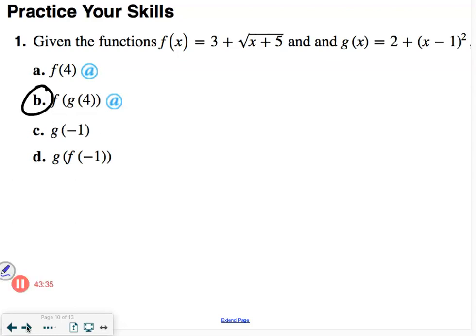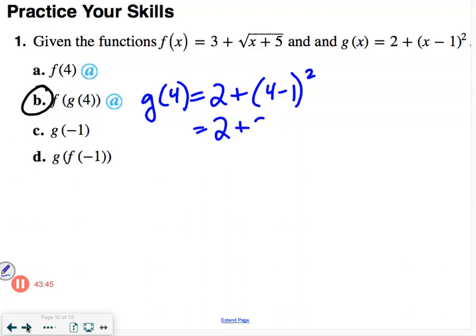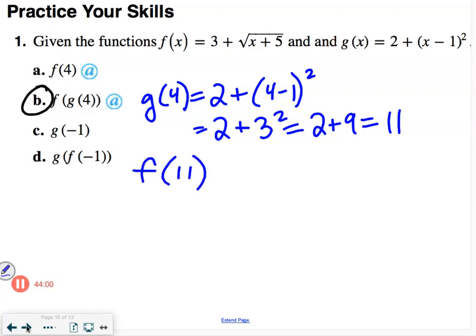So g of 4, 2 plus 4 minus 1 quantity squared. 2 plus 3 squared. What's 3 squared? So g of 4 is 11, right? What do we do with the 11? Plug it into f of x. F of 11. 3 plus the square root of 11 plus 5.